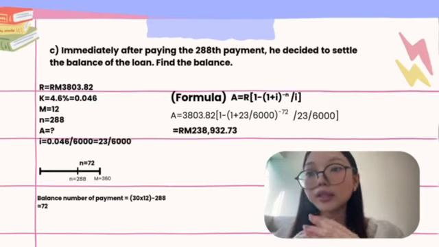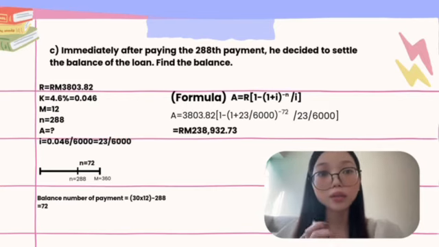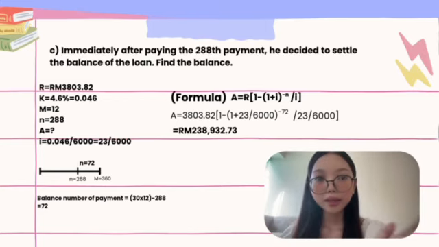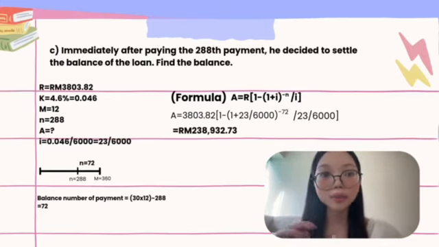But in this question, we need after paying the 288th payment. So we need to 30 times 12, and then we minus the 288. So it will be 72, and that is our new N. And we still don't know A. And our I is 23 divided by 6,000.